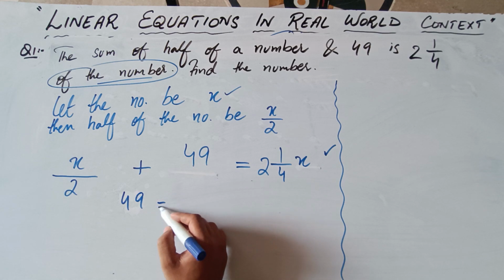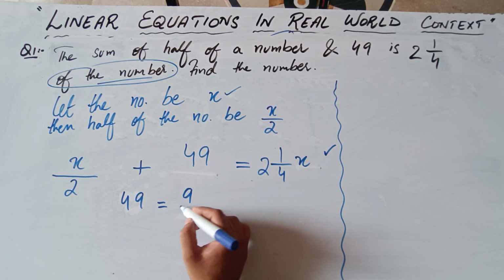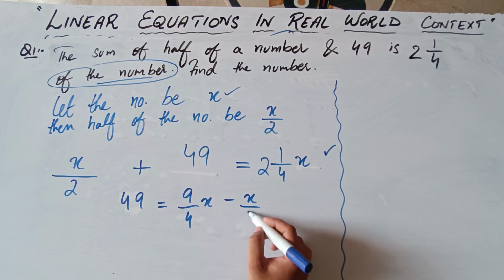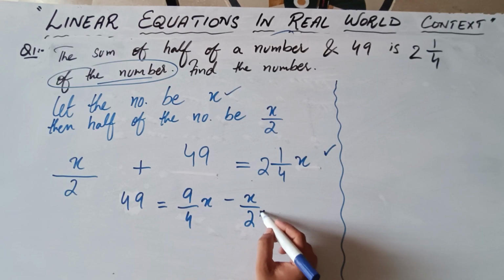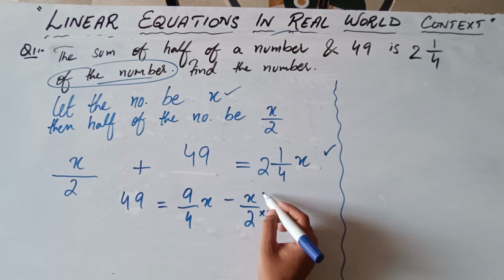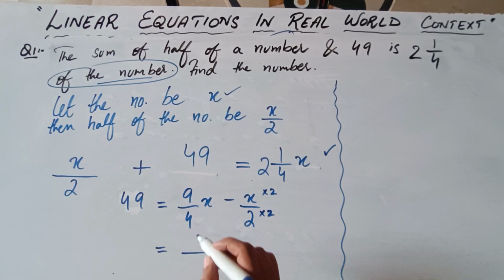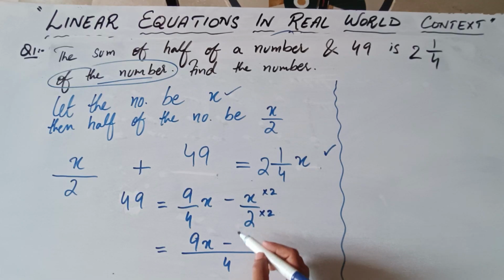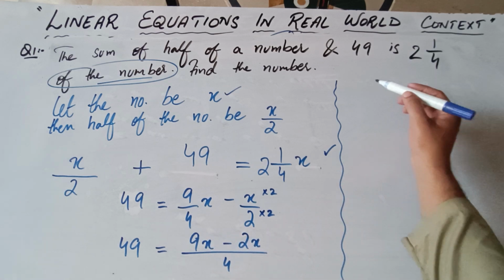So 49 is equal to, bringing this over there, 4 2s are 8 plus 1, 9 by 4 x minus x upon 2. Now we cannot add or subtract them directly, we have to find the LCM. In order to make the denominators the same, multiply by 2, so it would become 4 under a big line, 9x minus 2x is equal to 49. Now we have to simplify it for x. 9 minus 2 is 7x.